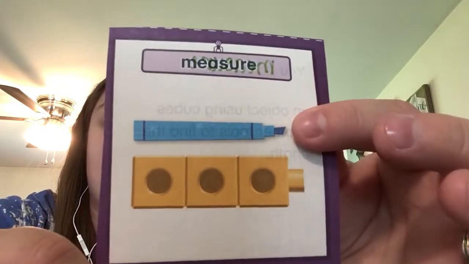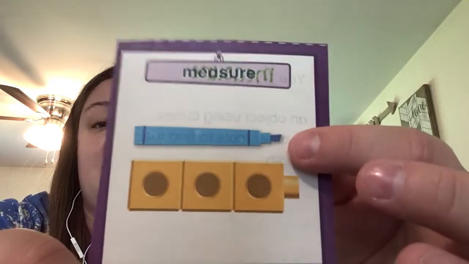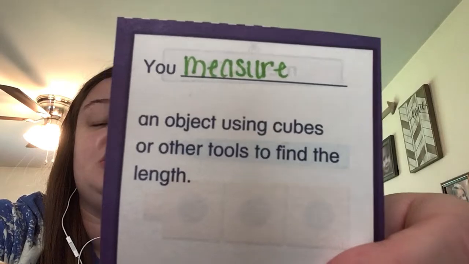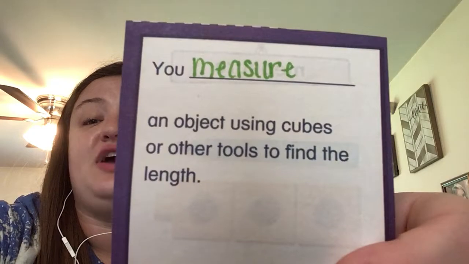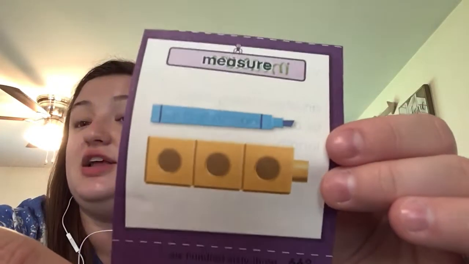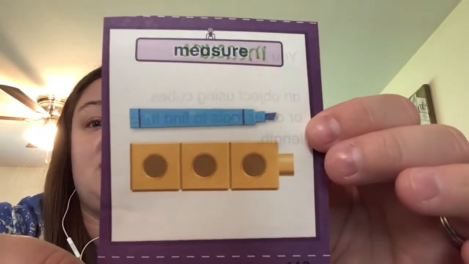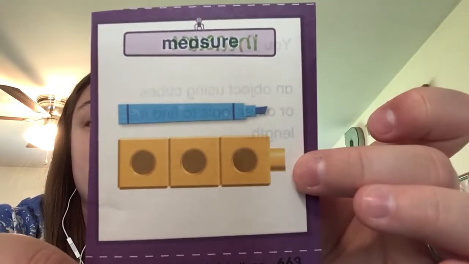The next word is measure. If you see measure, they have given you a marker and some cubes. They are using these 3 cubes to measure the length of this marker. So it says you measure an object using cubes or other tools to find the length. In this example they used the cubes, but like I said, you could use anything as long as it's consistent. That means the same in size, and you use it repeatedly.